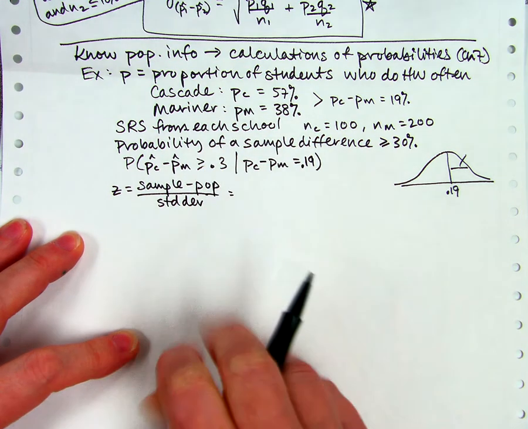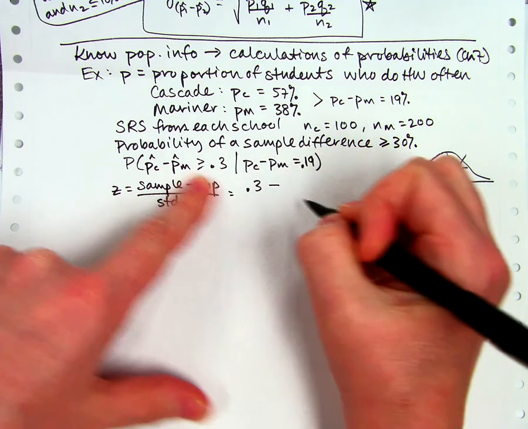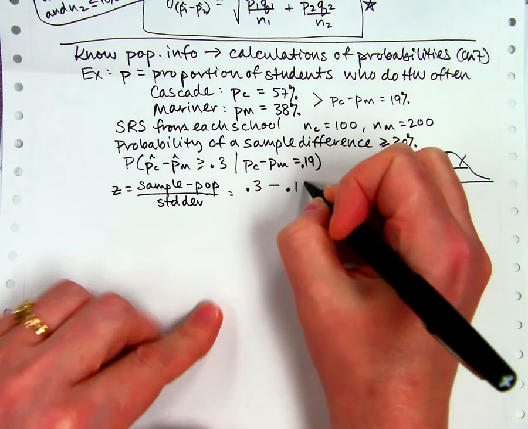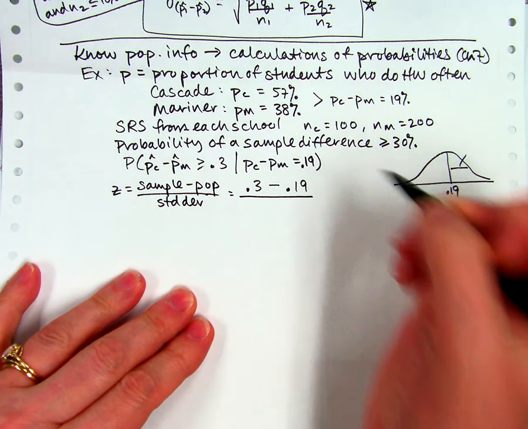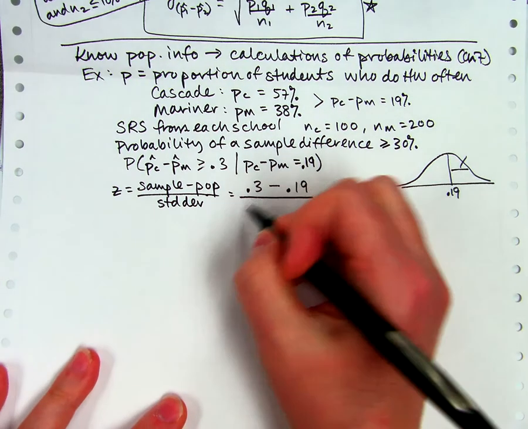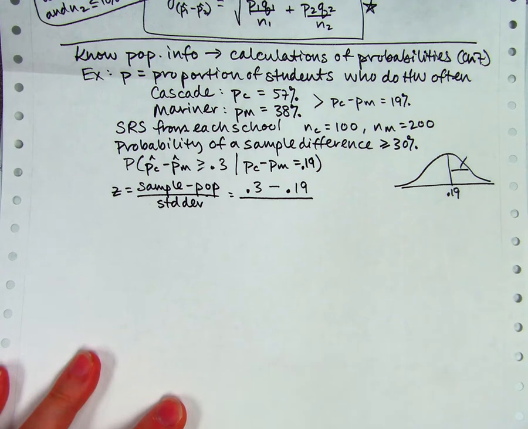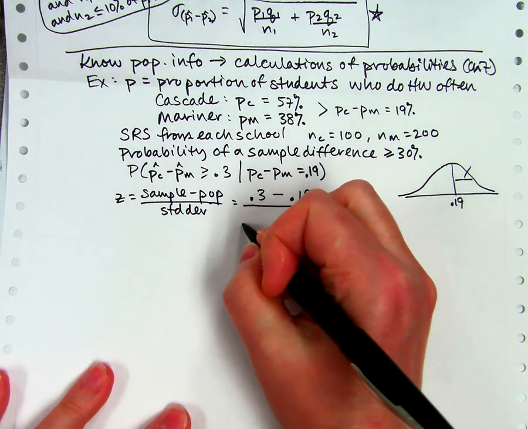And so my sample value, that's the 0.3. My population value, that's the 0.19. And then I haven't calculated standard deviation yet, so I'll do that in a few more steps. It's this kind of messy formula. Actually, I really like that formula. I don't know about you, but you might not like it until you get used to it.